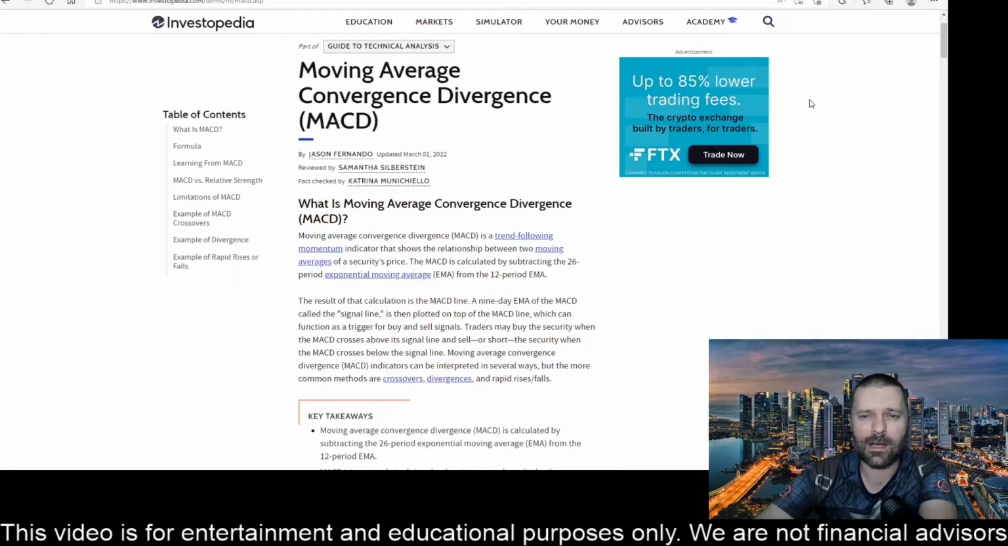The MACD is calculated by subtracting the 26-period EMA, or exponential moving average, from the 12-period EMA, or exponential moving average. So it's really just showing you the relationship between two different moving averages here and when they are coming together or when they are pulling apart. So hence the convergence and the divergence there.